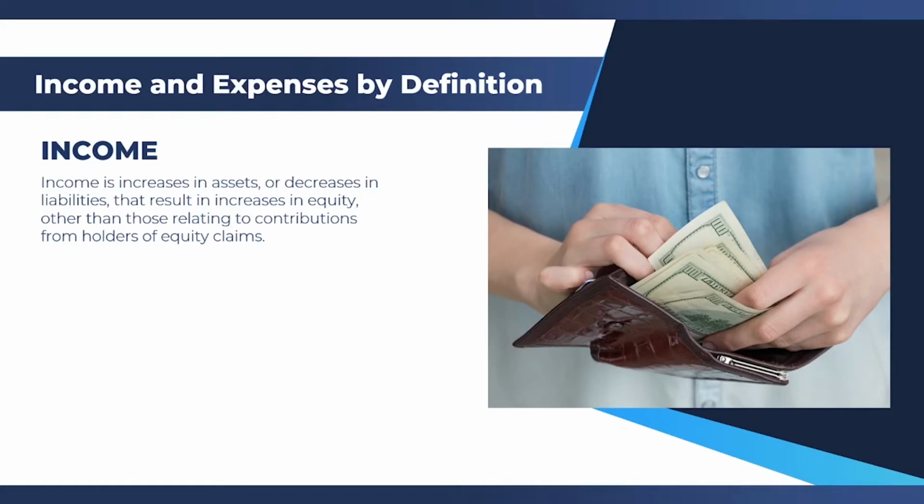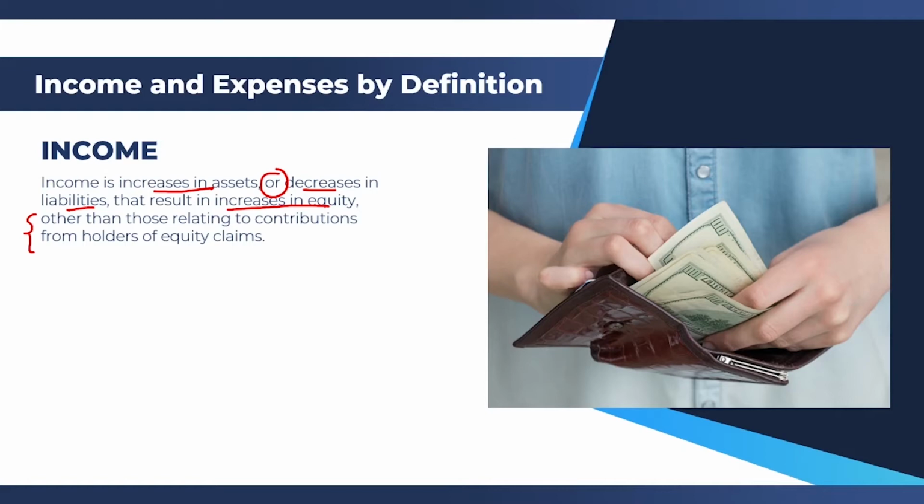The conceptual framework says that income is increases in assets or decreases in liabilities that result in increases in equity, other than those relating to contributions from holders of equity claims. So this part is important. It means that if there is a transaction with the owners of the company, if the owner contributed money to the business, or we distributed money to the owners, they do not form part of income and expenses because these are equity transactions.